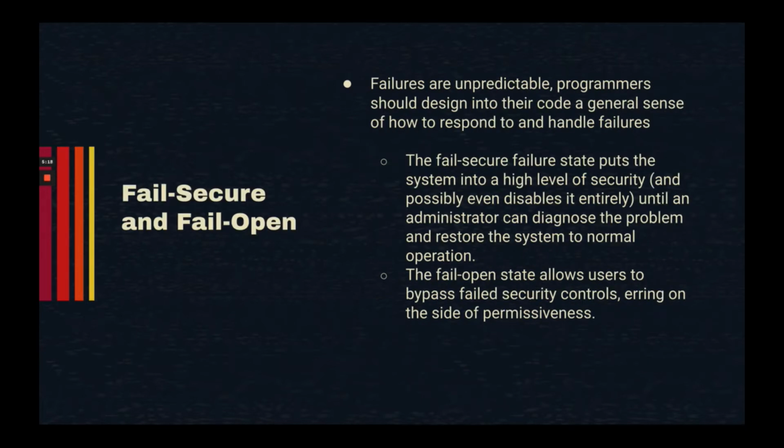Fail secure and fail open. Failures are unpredictable. Programmers should design into the code a general sense of how to respond to and handle these failures. Firstly, the fail secure state puts the system into a high level of security until an administrator can diagnose the problem and restore the system to normal operation. Then there's fail open. When it's in a fail open state, it allows users to bypass failed security controls, erring on the side of permissiveness.